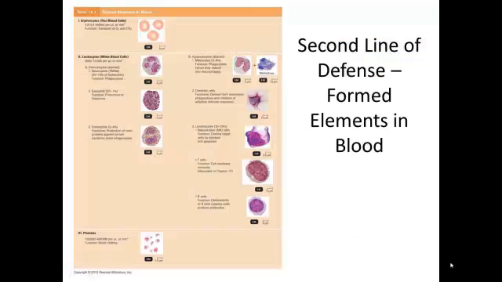All right, let's talk about the formed elements in the blood. These are the thick things. These are the things that are solid, i.e. cells. So most of the formed elements of your blood are erythrocytes or red blood cells.